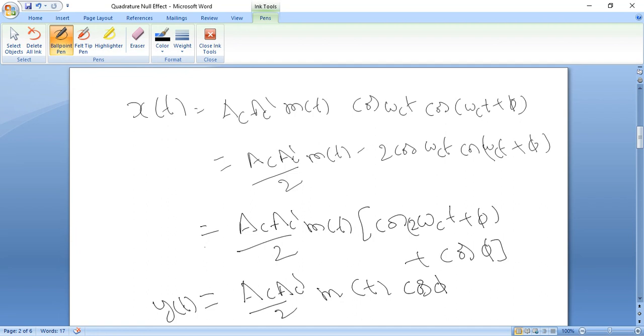Okay. If the φ value is 90°, what happens? Cos 90° is 0. It means the message signal disappears. There will not be any output at the output of the coherent detector. This phenomenon is called the quadrature null effect, which occurs in the demodulation of double sideband suppressed carrier AM signal. And why is this occurring? This is occurring because of phase mismatch between the transmitted carrier signal and the locally generated carrier signal.